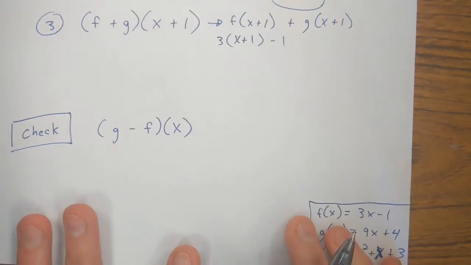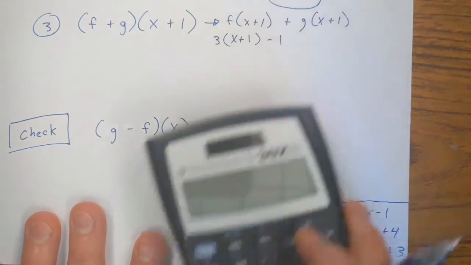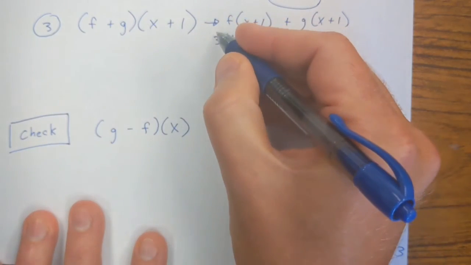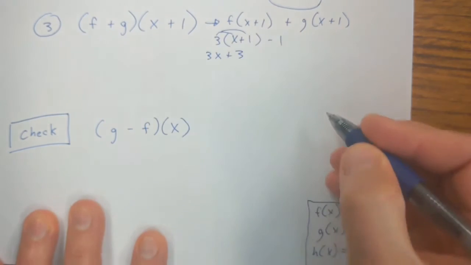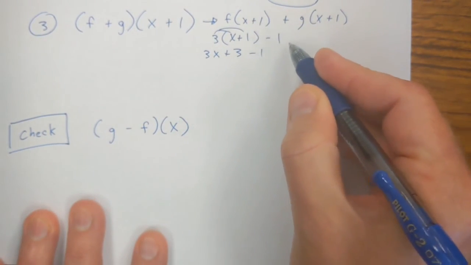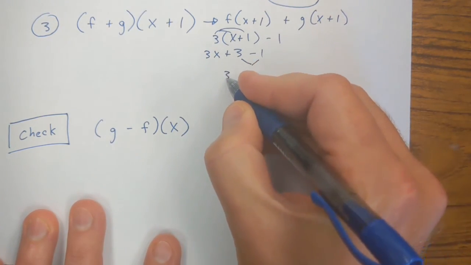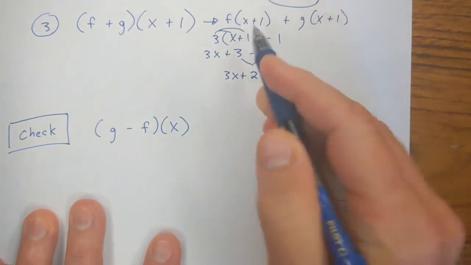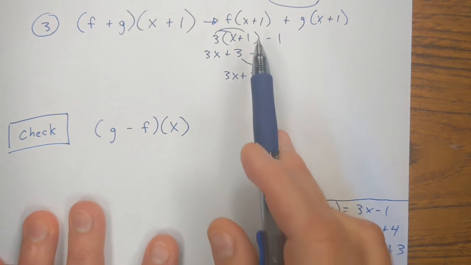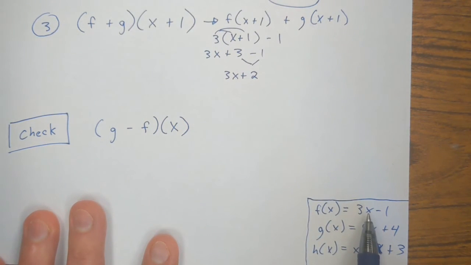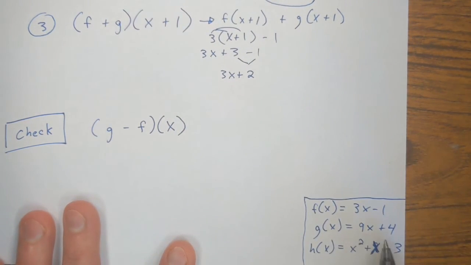Now I like to work these out separately, so this is not something that you can just type into your calculator because of the variable. This is something you actually need to simplify. We're going to distribute the 3. This would become a 3x plus 3. And then don't forget about the minus 1 I have here at the end. Positive 3 minus 1 is positive 2. So this f of x plus 1 simplifies to 3x plus 2 when I put the x plus 1 in place of this x. Now I need to do the same with the g of x plus 1.